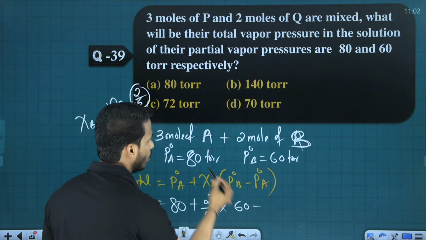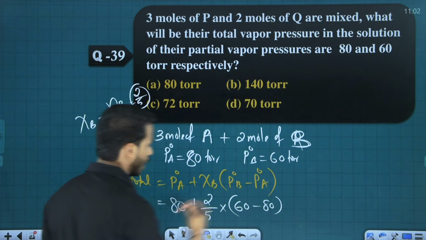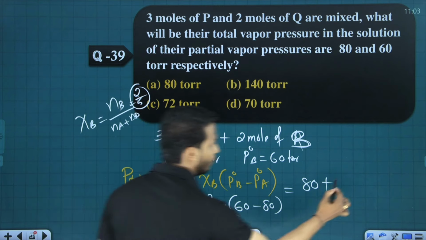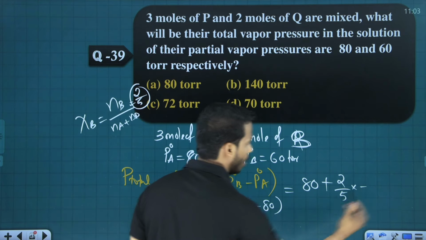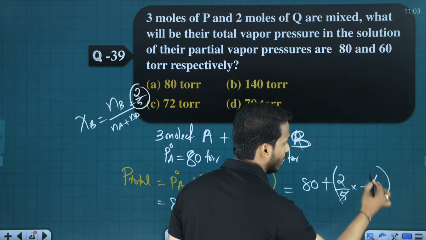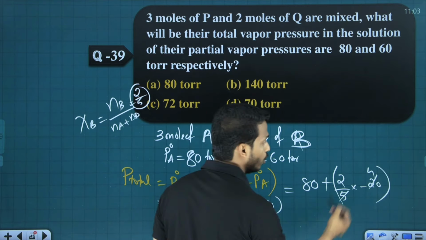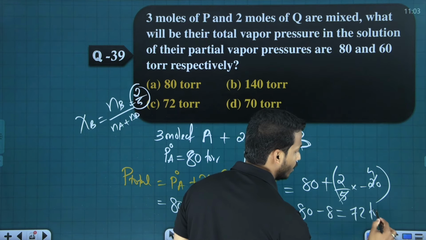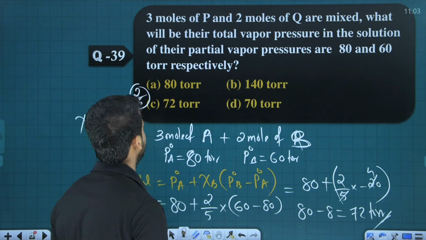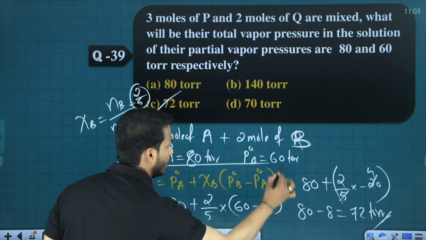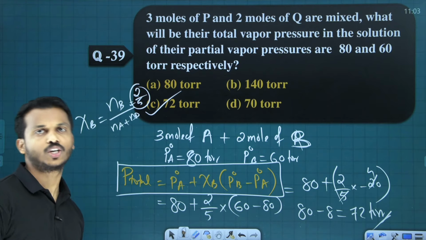what is P naught B? 60 minus 80, right? So can you simplify, all of you? You will get 80 plus 2 by 5 into minus 20. Yes, we get 4 times, right? 4 into 2 is 8. So 80 minus 8 equals how much? 72 torr. We get 72 torr. So remember this equation, all. This is the equation we studied to calculate the total pressure.